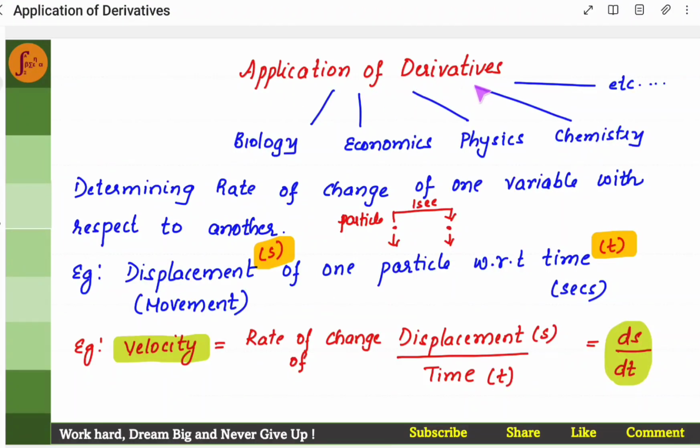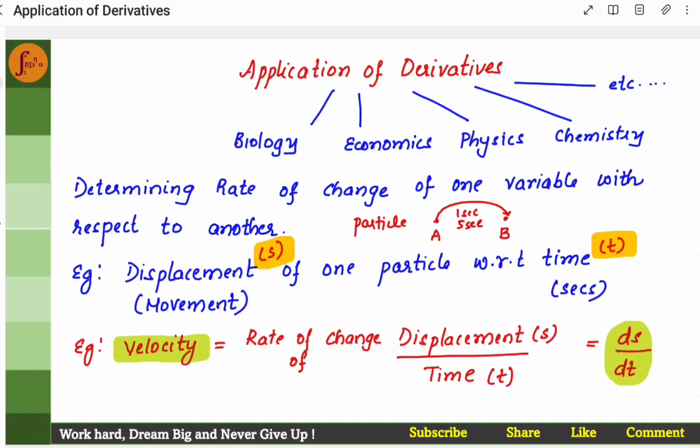Application of derivatives. What is a derivative? A derivative is nothing but the rate of change of one variable with respect to another. For example, we have one particle moving from one point to another point, say point A to point B. The movement of the particle from point A to point B for a given time, say 1 second or 5 seconds, right? How much distance, how much movement is happening from one point to another point in a specific time, that rate of change can be measured using differentiation.